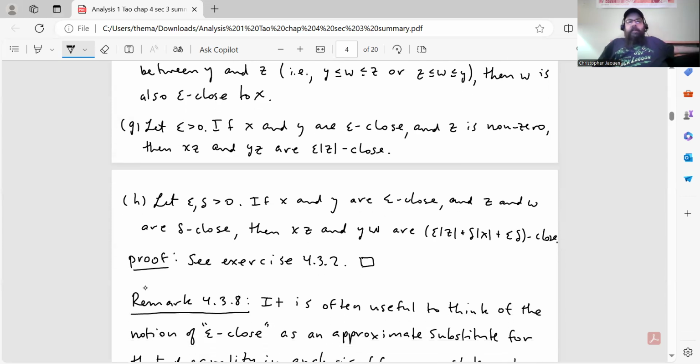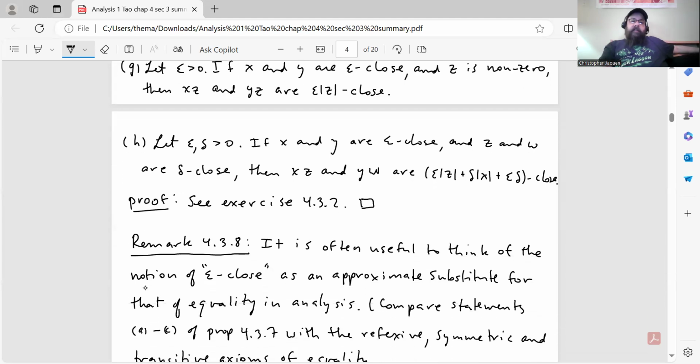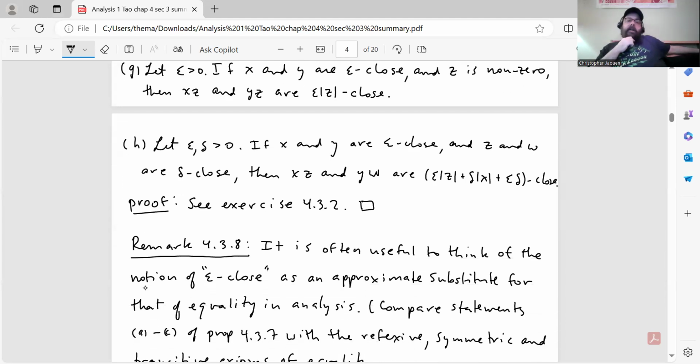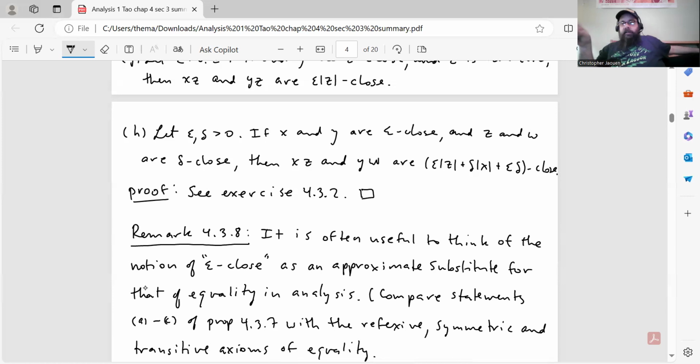Part G, let epsilon be greater than 0. If x and y are epsilon close and z is non-zero, then xz and yz are epsilon times the absolute value of z close. And then finally, the last property here in this proposition, let epsilon, delta be greater than 0. If x and y are epsilon close and z and w are delta close, then xz and yw are epsilon times absolute value z plus delta times absolute value x plus epsilon delta close. And so there are all these properties here. He asks us to prove this in the exercise set, so we'll do that in the next video.